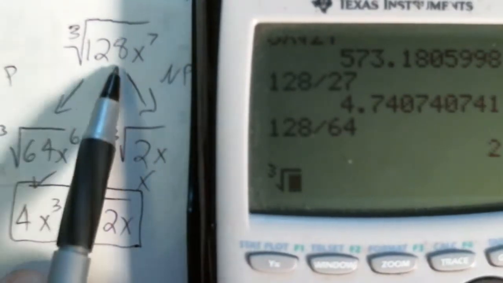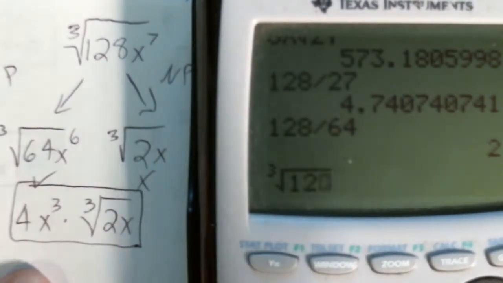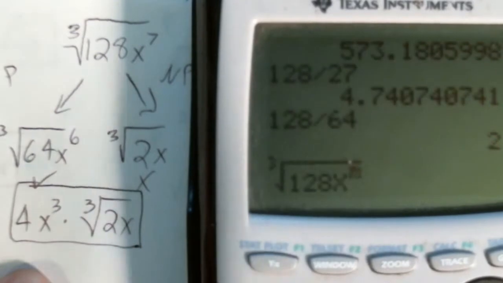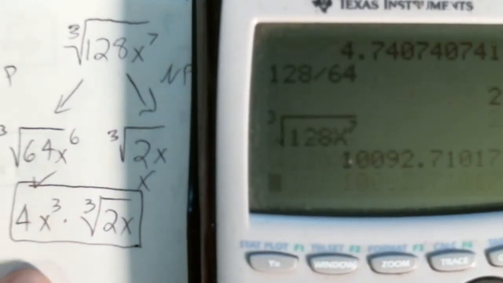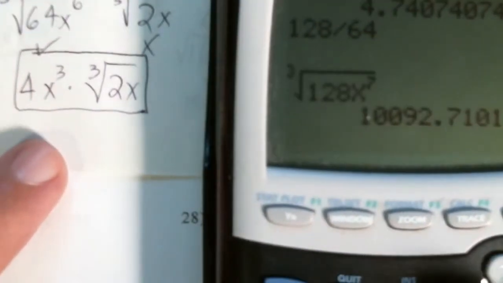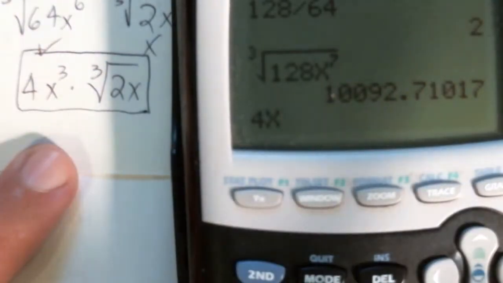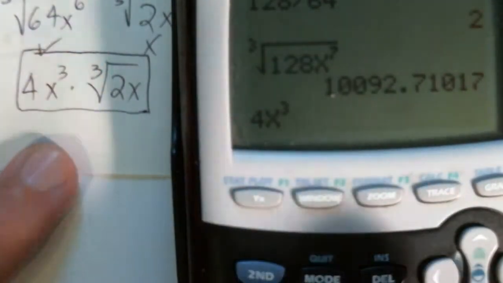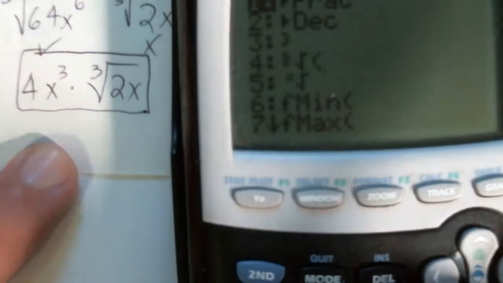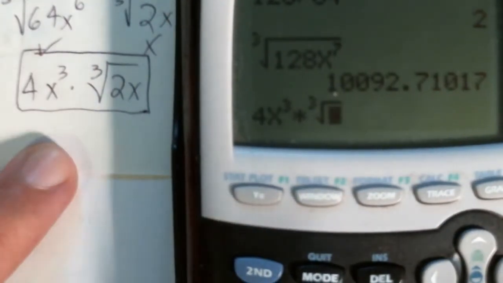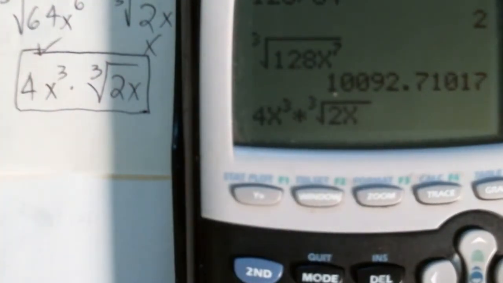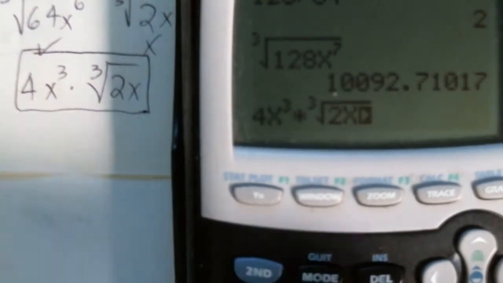So I want to take the cube root of my original problem, 128x raised to the 7th, and get some number. Okay, fine, whatever. 10,092. All right, let's type in our simplified answer. 4x raised to the third, drop that down, times math, cube root of 2x. Now, I'm not going to press the enter button. I did this on purpose, guys. I intentionally made a mistake on purpose. Watch.